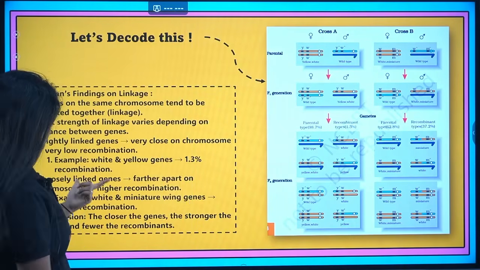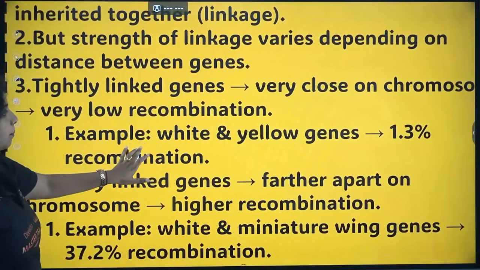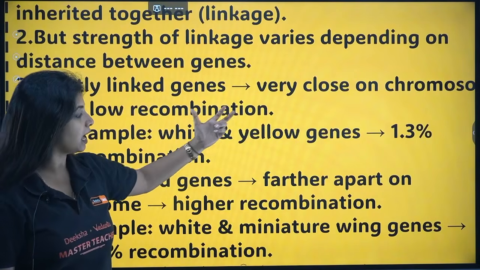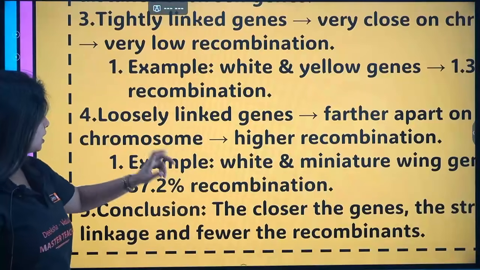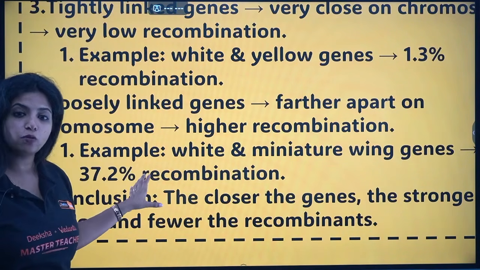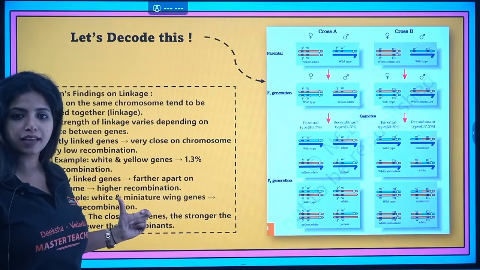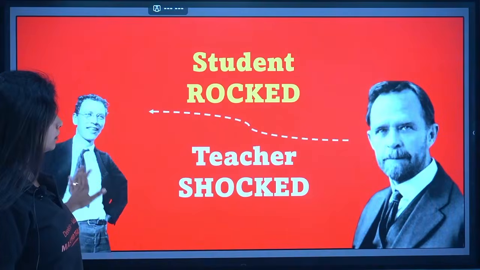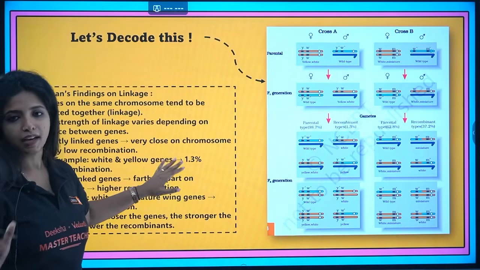Fine. Now, as I already told you, that is this. Listen to me very carefully. Example, white and yellow genes, white eye and yellow body, 1.3% recombination. That means very less. Okay, they are tightly linked. 37.2 for white and miniature wings. Not 37.3, it was 37.2. Why? Because they are far away from each other. That's all. So if at all you see this and get shocked, don't worry. Just read this thing and just study what I have taught you.